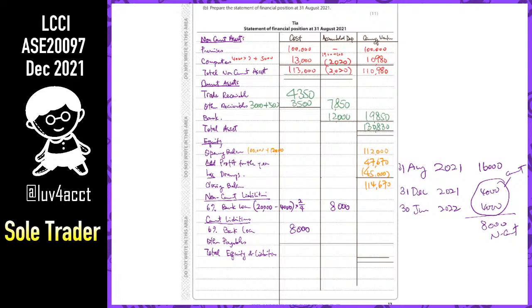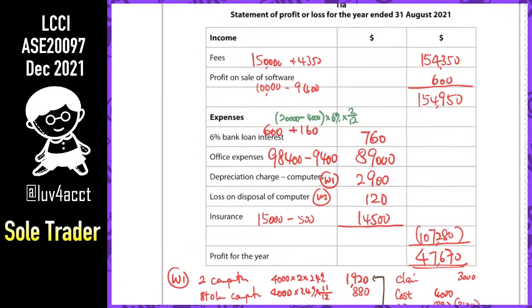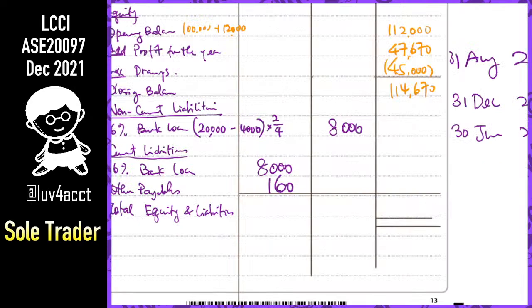Okay, last we have other payables. Other payables is 160. That is the interest. You can see here, interest, we have paid 600, but then for 2 months accrual we have 160. You should pay but not yet paid. So 16,000, so 8,160 here, 16,160. Hopefully we can balance.